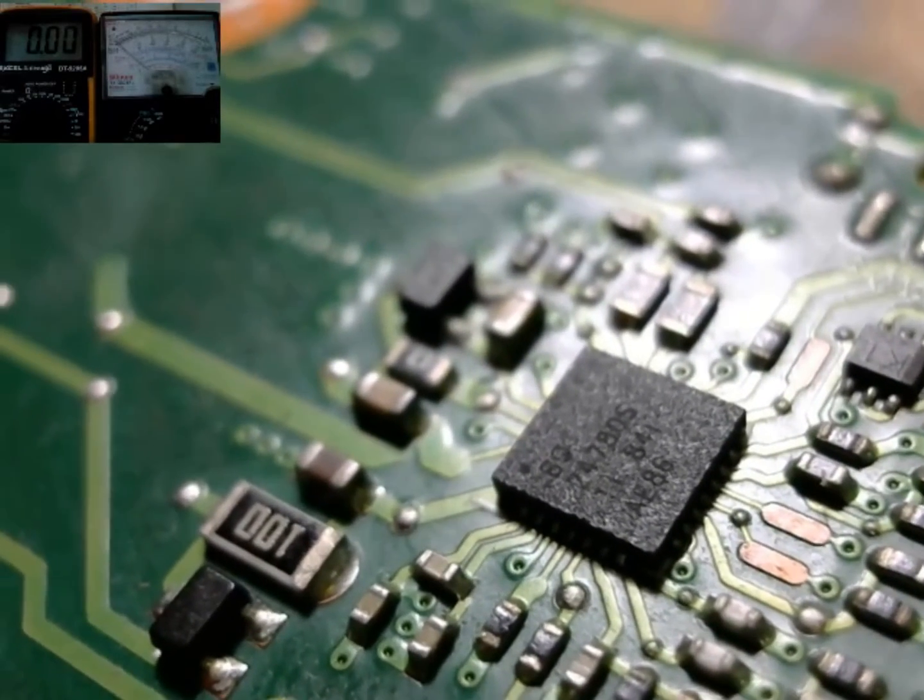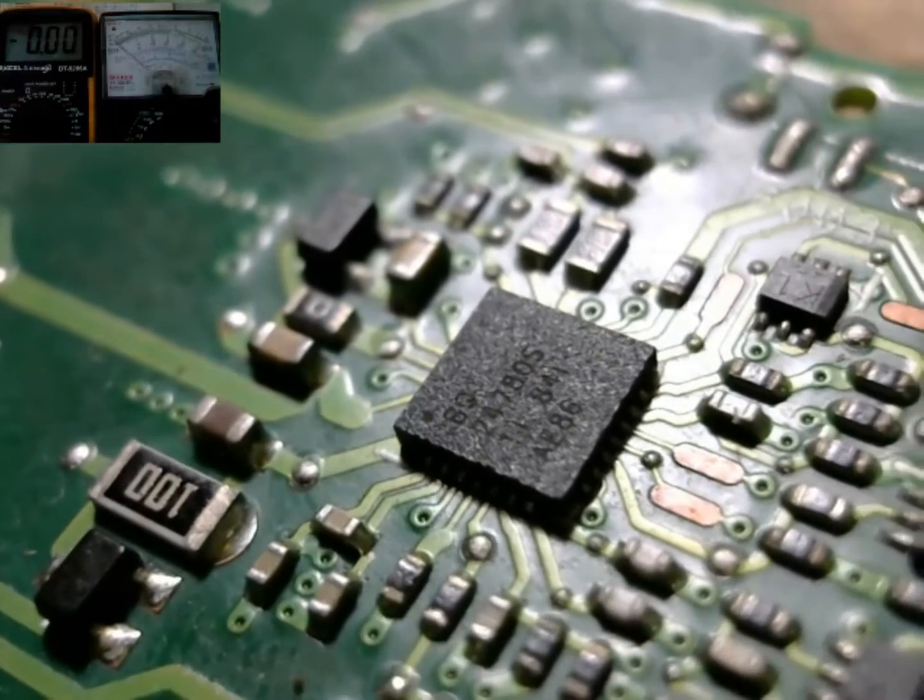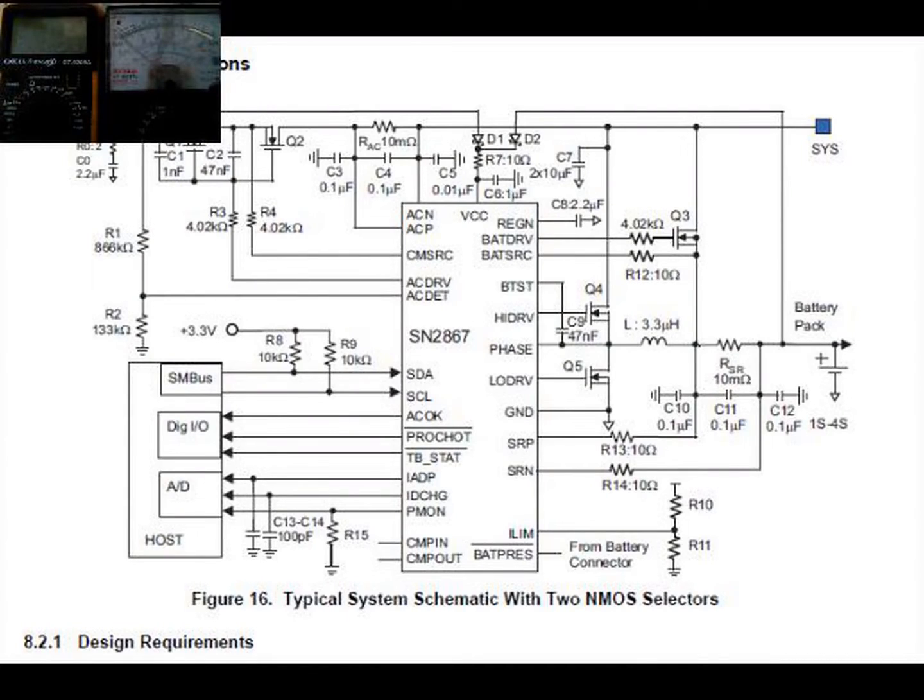And usually in the datasheet we can find a recommended installation of the IC from the manufacturer, from the one that produces this IC. I hope you understand about this.